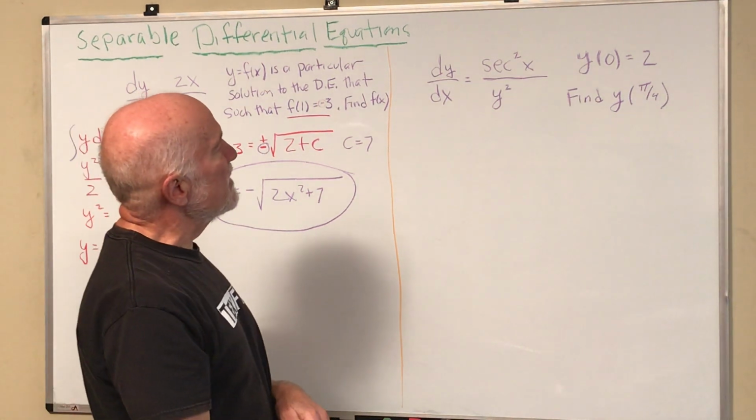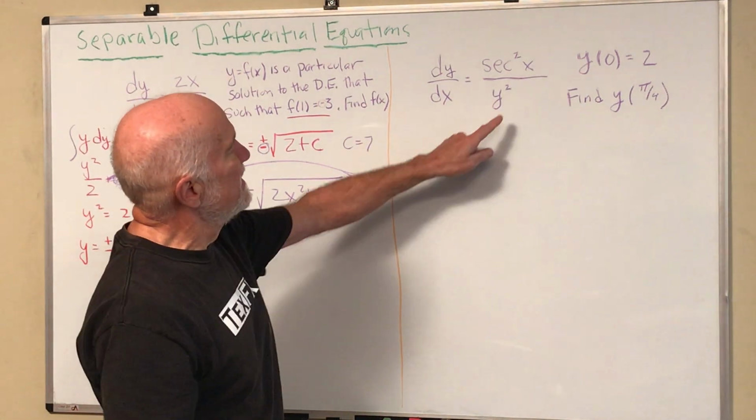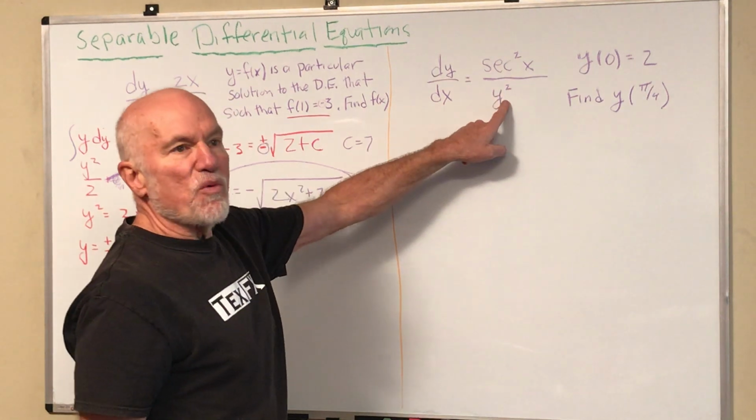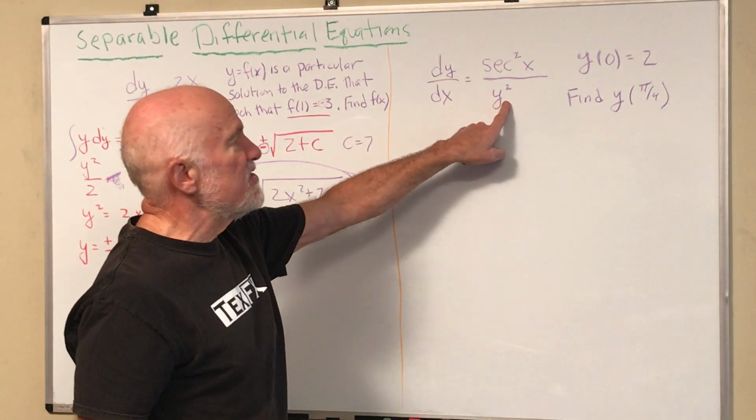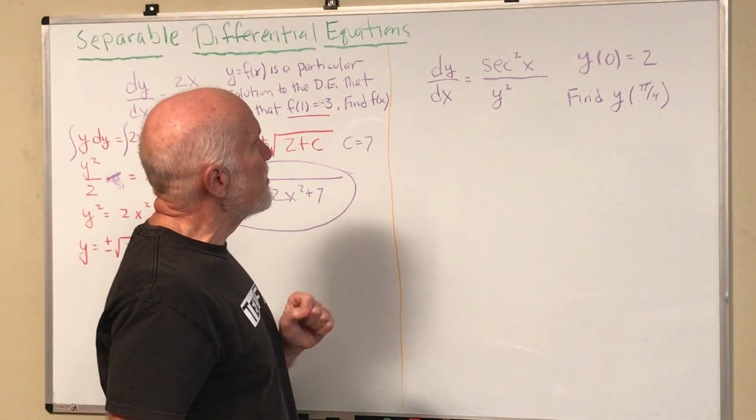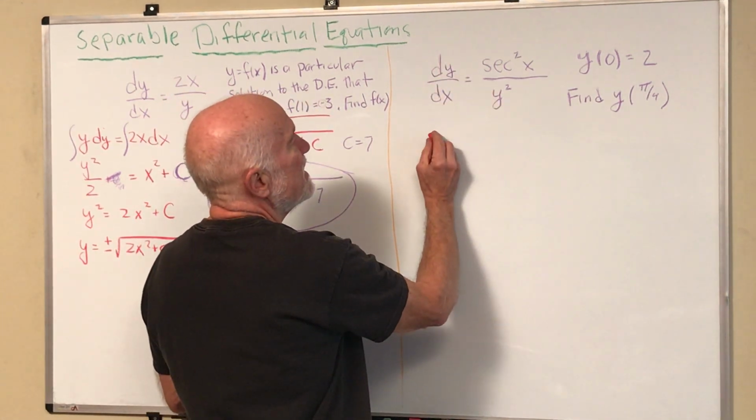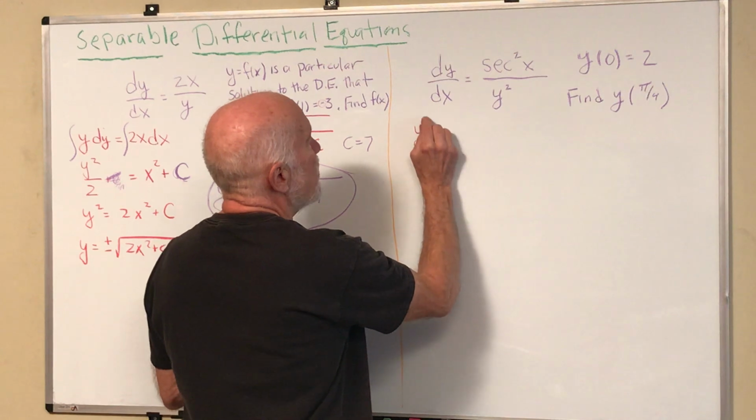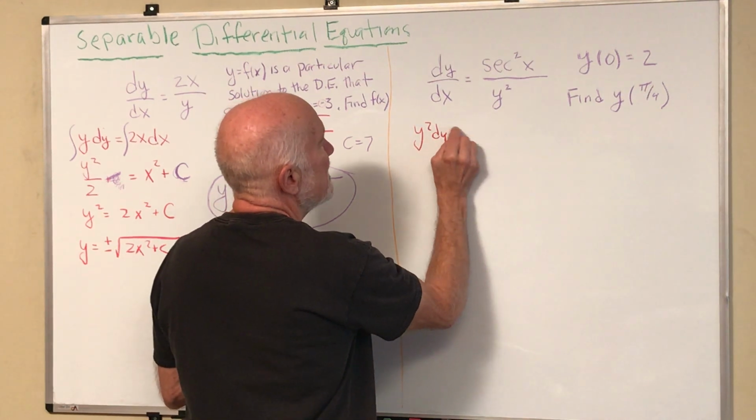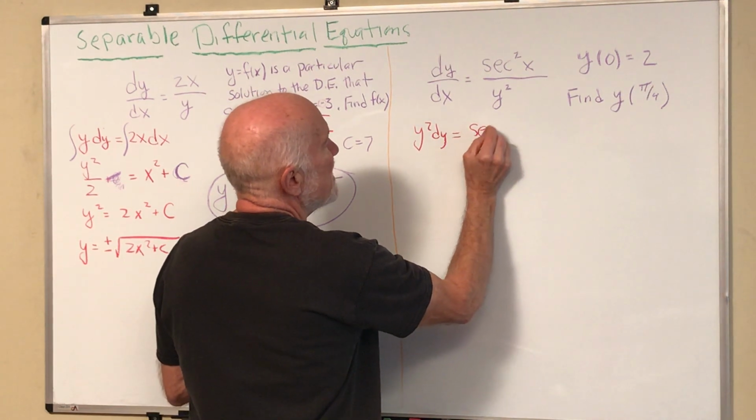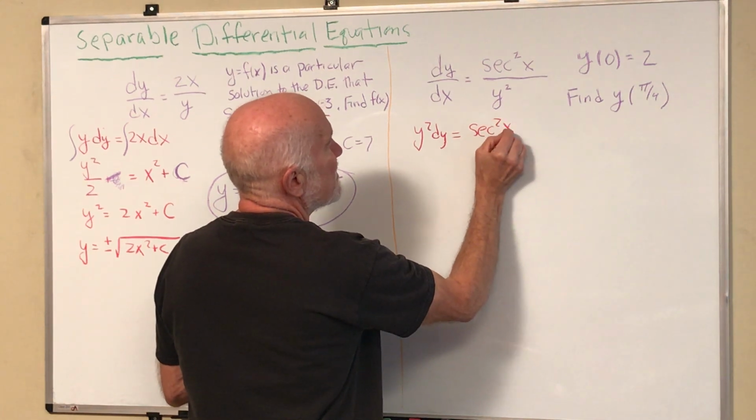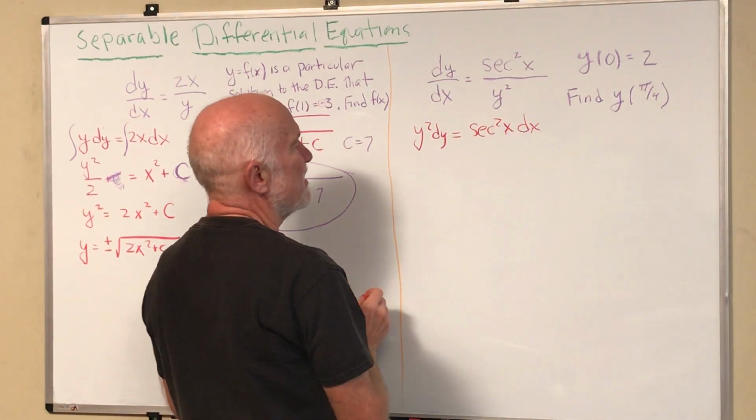Okay, so let's try another one. Again, we have both x's and y's over here, so it's not the easiest type, but I think I can separate it. Again, I can just cross multiply. I can go y squared dy equals secant squared x dx.